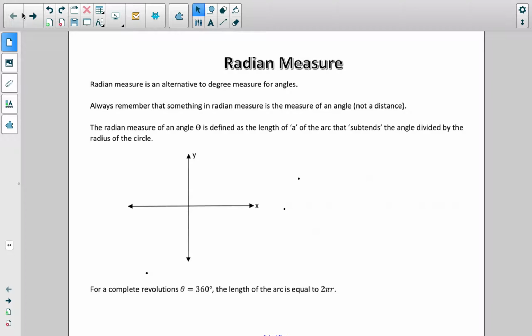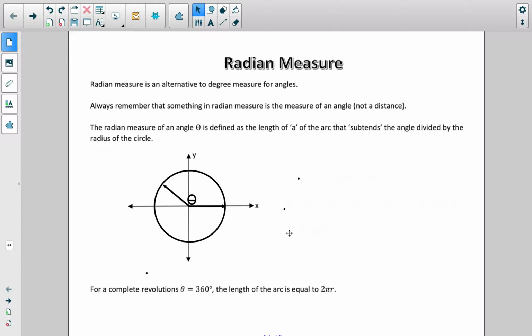So we always want to remember that a radian measure is the measure of an angle, not a distance, but we do use a lot of distances when we're trying to find radians. A radian measure is defined as the length of an arc that subtends the angle divided by the radius of a circle. So really what we're looking at is an arc that's subtending between these two lines. Okay, so we've got our angle, it's being subtended, and we've got the radius of the circle.